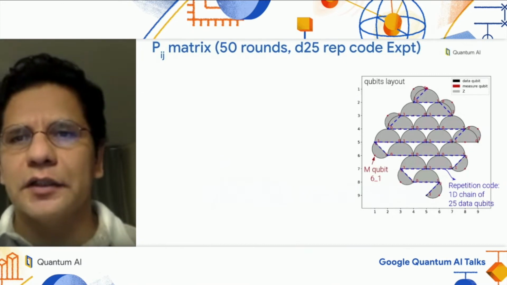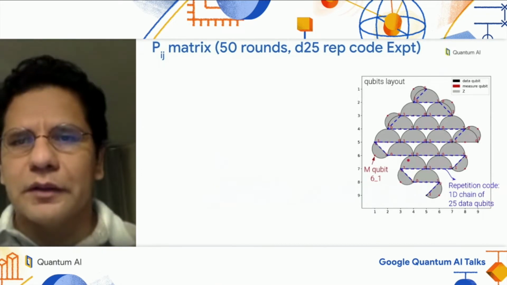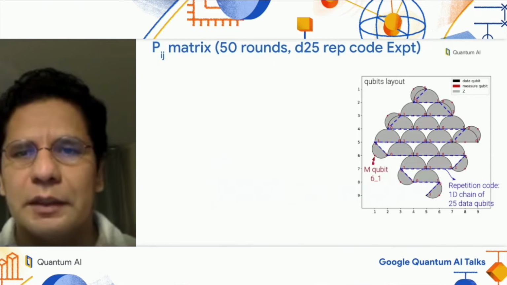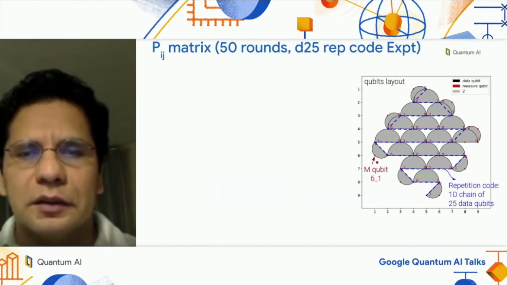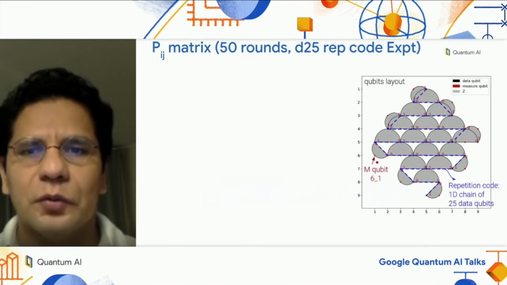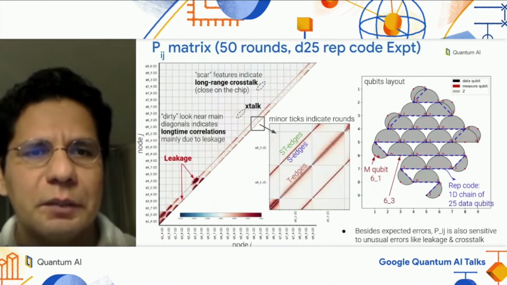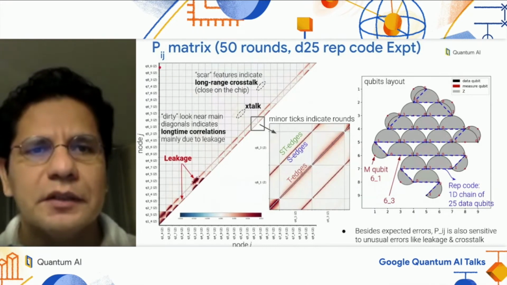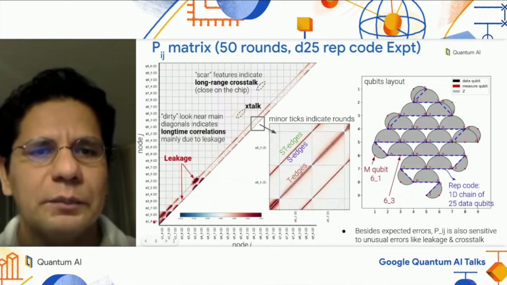The data qubits are indicated by these black dots, and the measure qubits by these red dots. The data qubits are along this 1D chain, and so after running the error correction experiment, we collect the measurement outcomes for the stabilizers or measure qubits. From the measurement outcomes, we get detection events, and from the detection events, using the Pij formula I showed before, we get the Pij matrix, which looks like this. The Pij matrix is symmetric, so that's why I'm showing here only half of the Pij matrix.